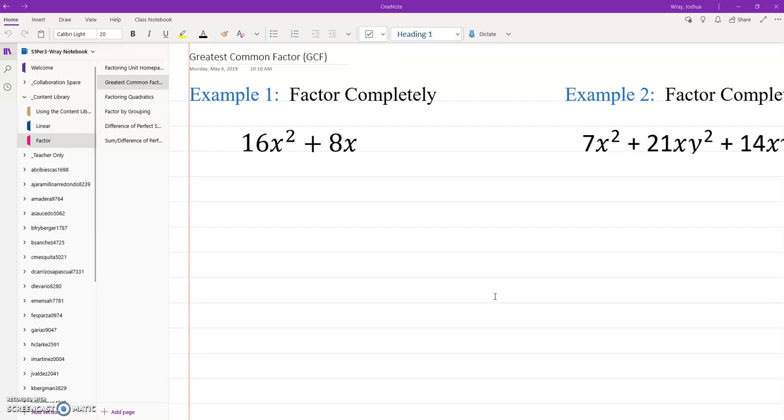All right, first set of notes that I'm going over now is GCF, which stands for greatest common factor. Okay, greatest common factor.